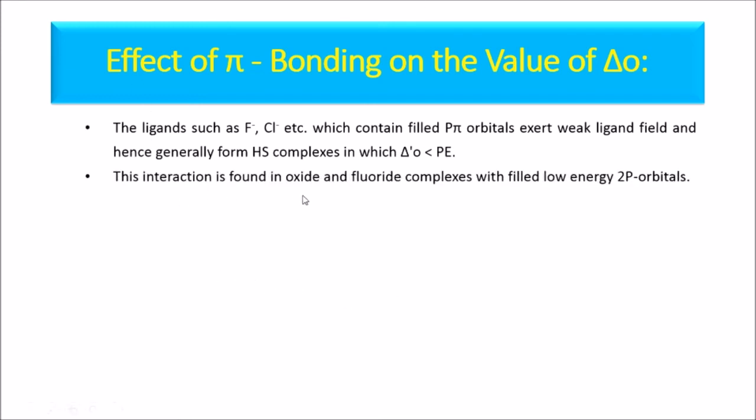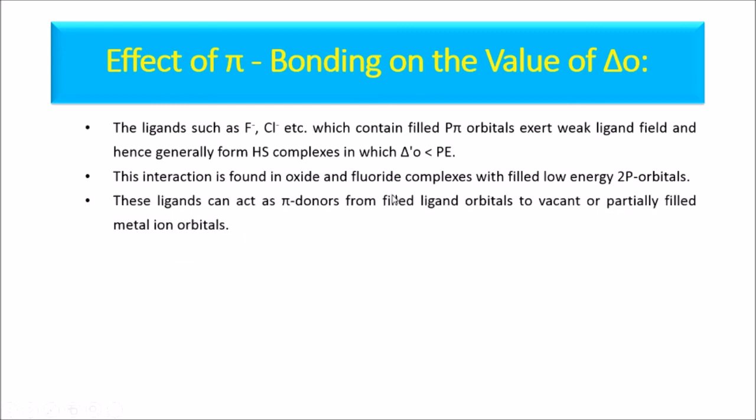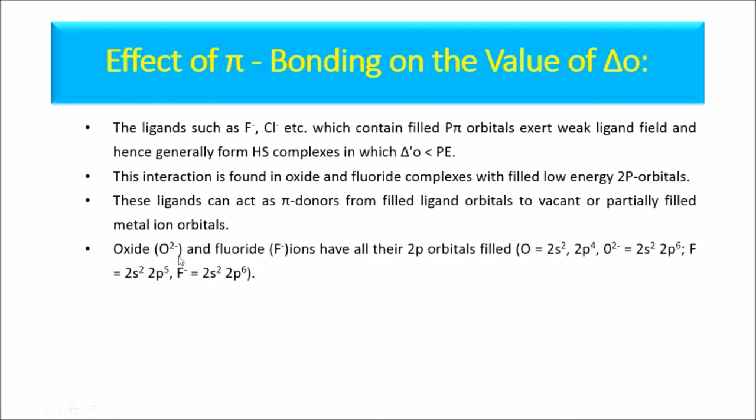This interaction is found in oxide and fluoride complexes with filled low energy 2p orbitals. With filled low energy orbitals, we get this kind of thing and you will get a high spin complex. These ligands can act as pi donors from filled ligand orbitals to vacant or partially filled metal pi orbitals. The oxide and fluoride have all their 2p orbitals filled.